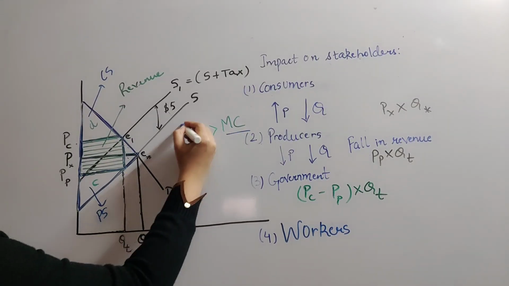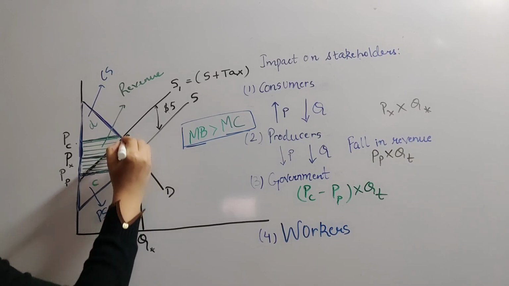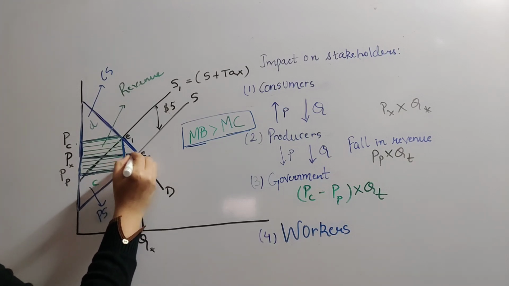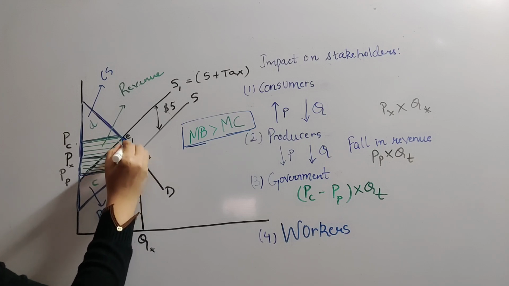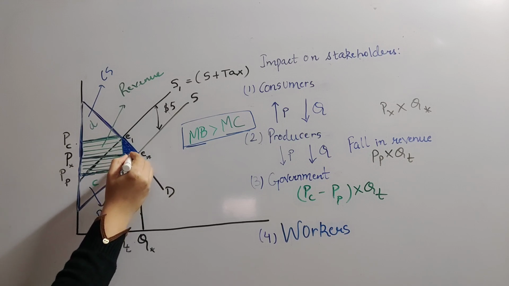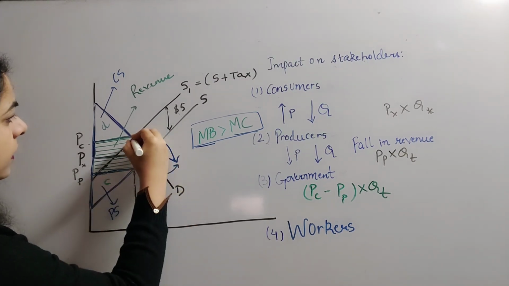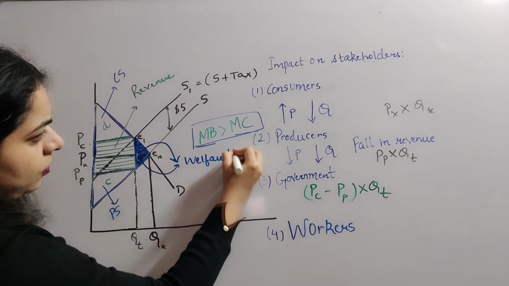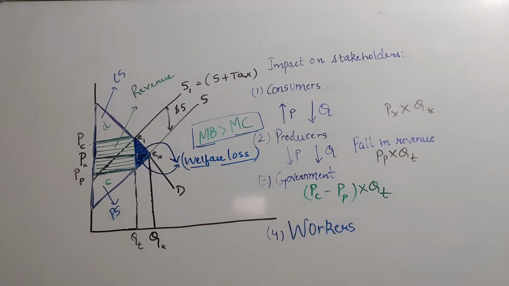Since marginal benefit is greater than marginal cost, this leads to a welfare loss as represented by this triangle, this shaded area, because of under allocation of resources and fewer units being produced than the socially optimum output level. So here we can represent our welfare loss as a result of under allocation of resources towards the production of this good.